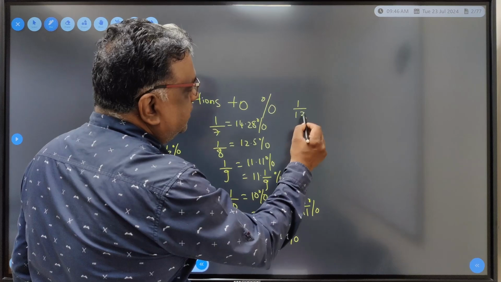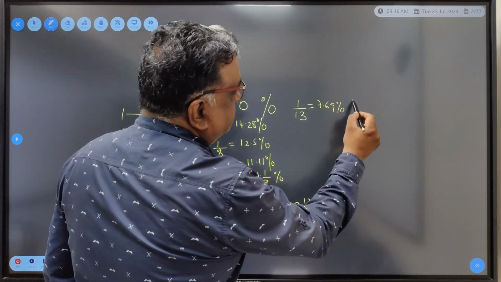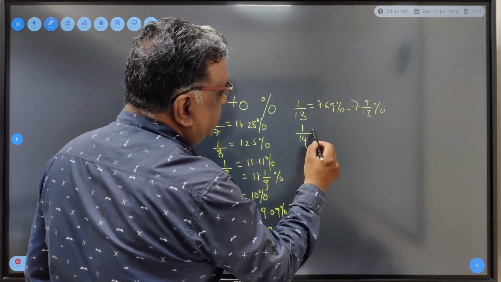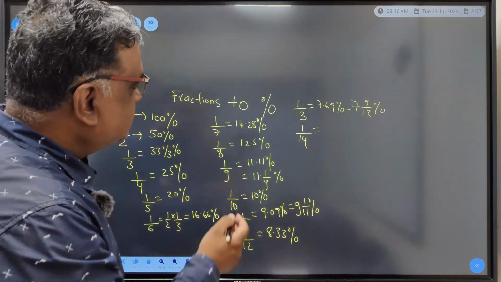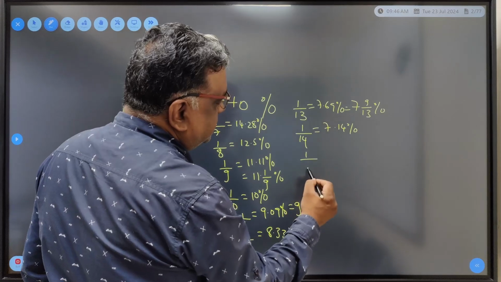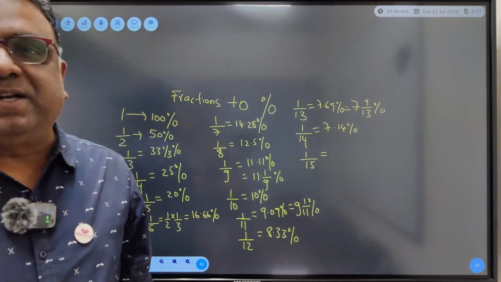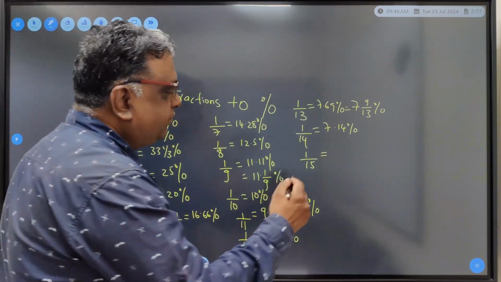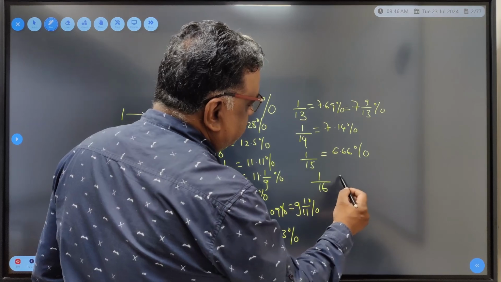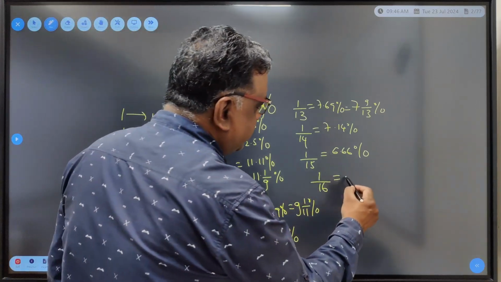How much would be 1 by 13? 7.69%, or we can write 7 9 by 13. How much is 1 by 14? 1 by 14 is half of 1 by 7. 1 by 7 is 14.28. So 1 by 14 will be 7.14%. How much is 1 by 15? So 1 by 15 is 1/3 of 1/5. 1/5 is 20%. So 20 upon 3 will be 6.66%. How much is 1 by 16? So 1 by 16 is half of 1 by 8. 1 by 8 is 12.5%. So 1 by 16 would be 6.25%.